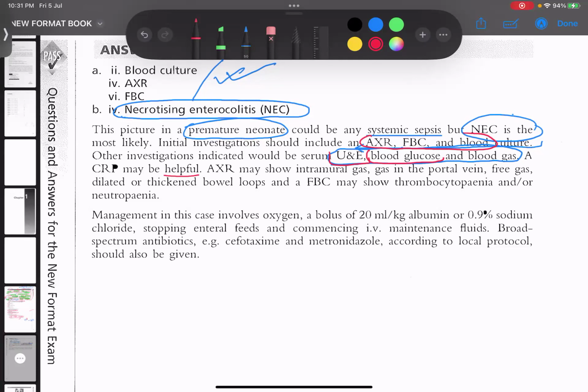Abdominal X-ray may show, so these are the findings in case of NEC: intramural gas, gas in the portal vein. This is extremely important. And for some reasons in the exam, they always give this portal gas. Free gas, dilated or thickened bowel loops, and FBC may show thrombocytopenia and or neutropenia.